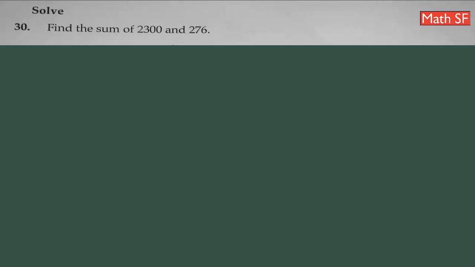Problem number 30. They're asking you to find the sum of 2,300 and 276. What is the sum? What do we understand by sum? The sum is the result of an addition statement.